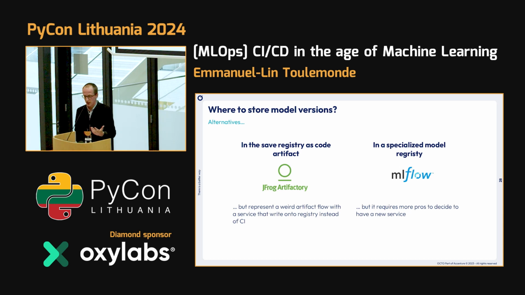There are some alternatives, of course. You could use a registry like CodeArtifact or Artifactory, like JFrog Artifactory is one, but it would be a bit weird in your workflow, meaning that you would have the CI/CD take an artifact from the Artifactory, put it in production, and the production service would create an artifact and put it in the Artifactory. Yeah, it's weird. Or you could use a specialized model registry, such as MLflow.